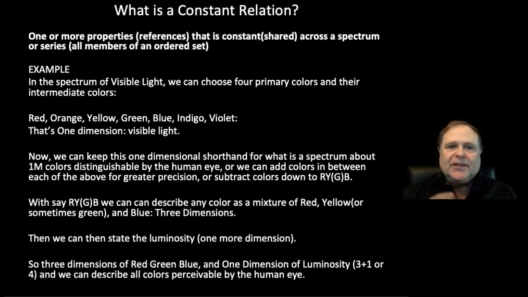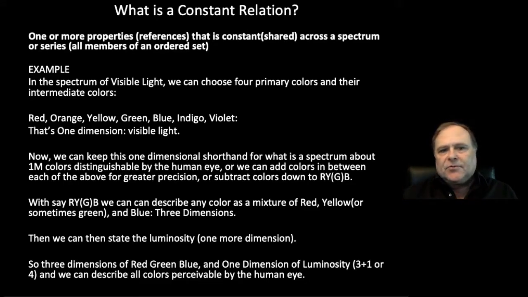Now, we can keep this one-dimensional shorthand for what's a spectrum of about 1 million colors that are distinguishable by the human eye, or we can add all those colors in between for greater precision. We can sort of get down to red, yellow, blue, or red, green, blue. The eyes work by green, not yellow, and your monitors tend to work by green, not yellow. So there's reasons for that that don't matter right now.